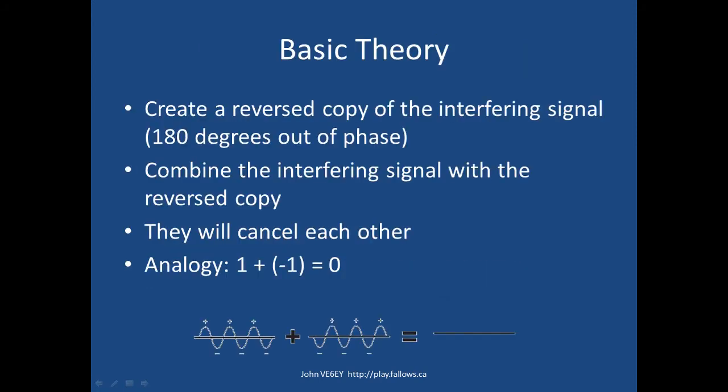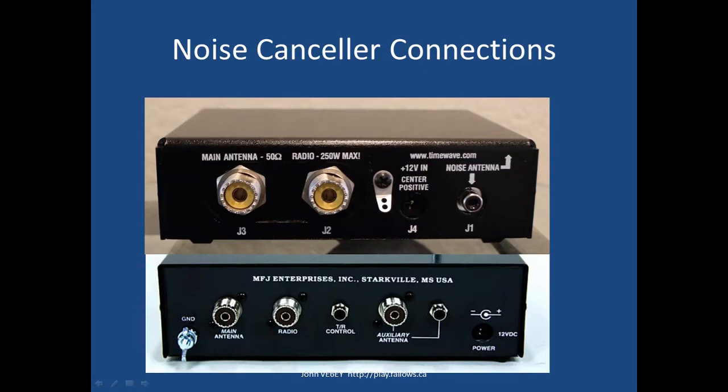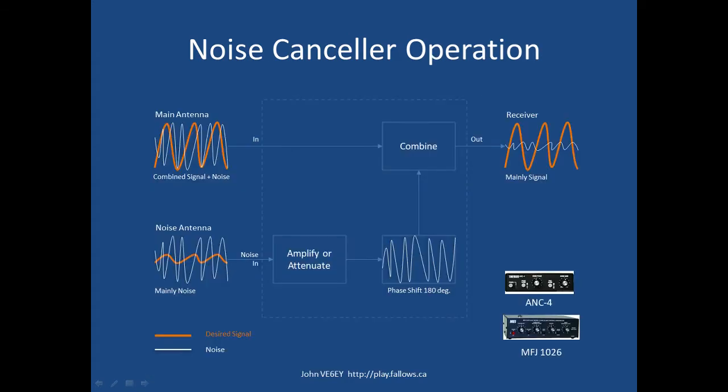So how do noise cancelers work? Well, basically, you want to pick up the noise signal and reverse its phase 180 degrees. Because if you take two signals and one is a reversed copy of the other and you add them together, they cancel each other out, and it really works nicely. And that's exactly what these noise cancelers like the MFJ 1026 or the Timewave ANC-4 do. You plug your antenna in and then plug your radio in and also a separate noise antenna. And you pick up the noise signal, you reverse it, and then you try to get rid of it. And this basically is how it works.